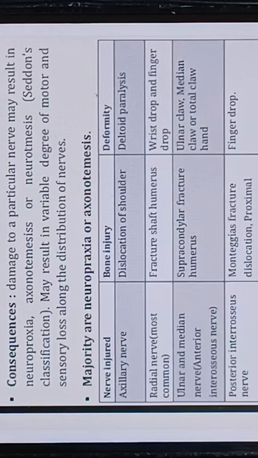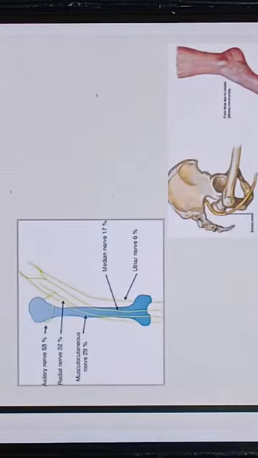If the patient presents with a dislocation of the shoulder, then the axillary nerve will be involved. Fracture of the shaft of humerus, then the radial nerve is involved. Supracondylar fracture, then the ulnar or median nerve is involved. Monteggia fracture, then the posterior interosseous nerve is involved. Dislocation of the hip, then the sciatic nerve is involved. Common peroneal nerve is involved in fracture neck of the fibula. These are the most common things.